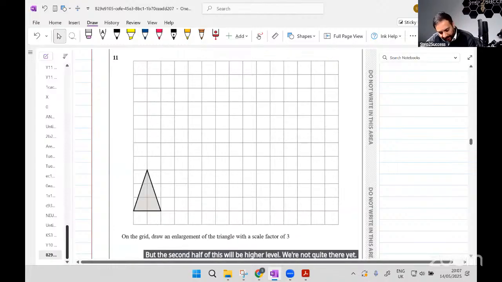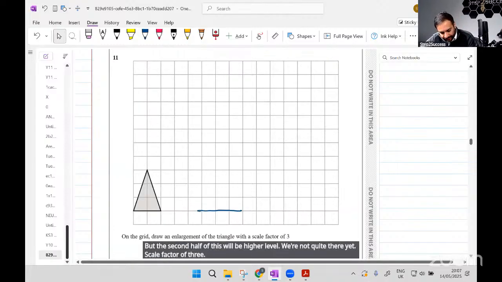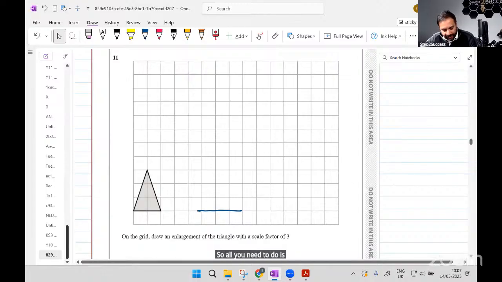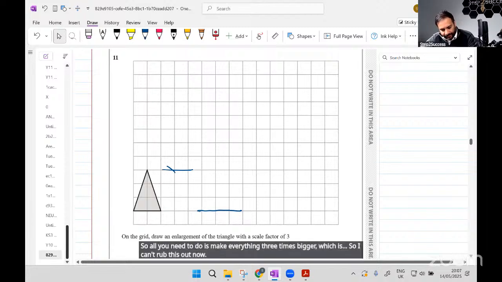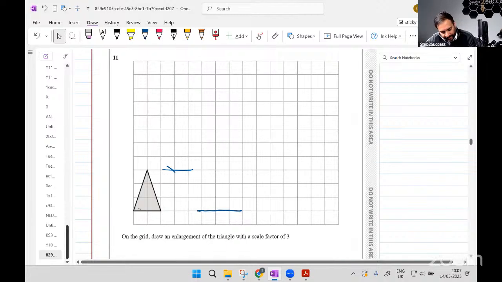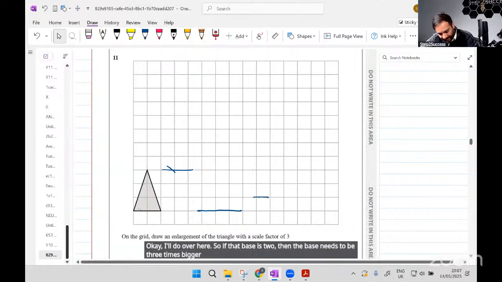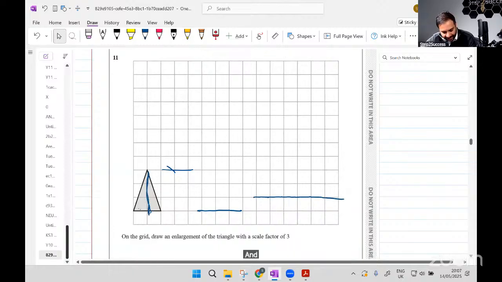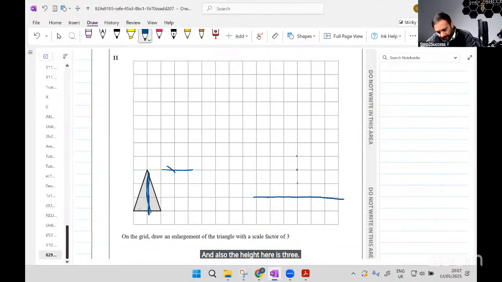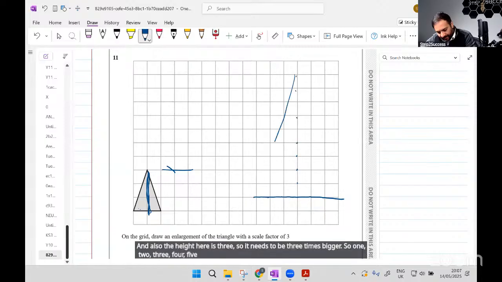Scale factor of 3. So all you need to do is make everything 3 times bigger, so I can't rub this out now. Okay, I'll do it over here. So if that base is 2, then the base needs to be 3 times bigger, so 6. And also the height here is 3, so it needs to be 3 times bigger. So 1, 2, 3, 4, 5, 6, 7, 8, 9.